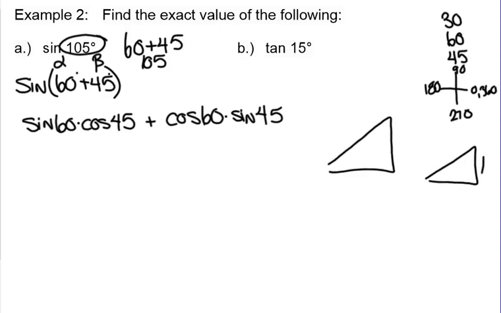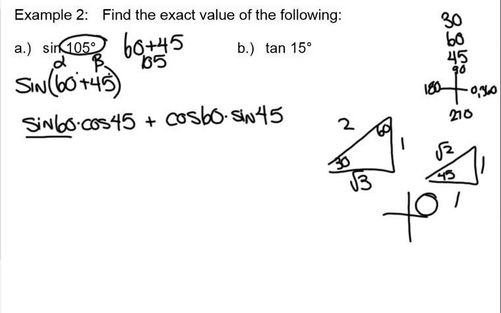We've got 1, 1, root of 2. This is our 45. 1, 2, root of 3. This is 30 and 60. We are all in quadrant 1, so everything is positive. While sine of 60 is root of 3 over 2.